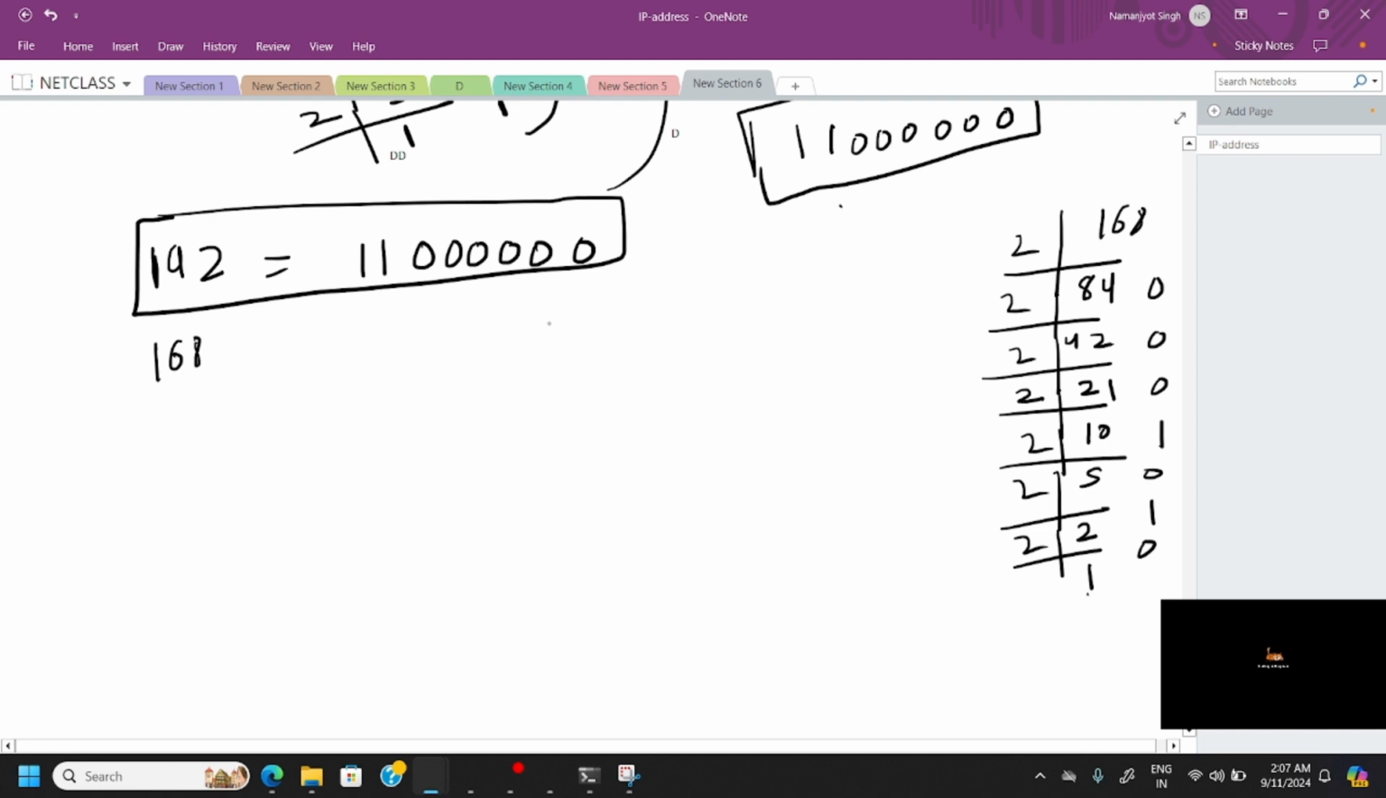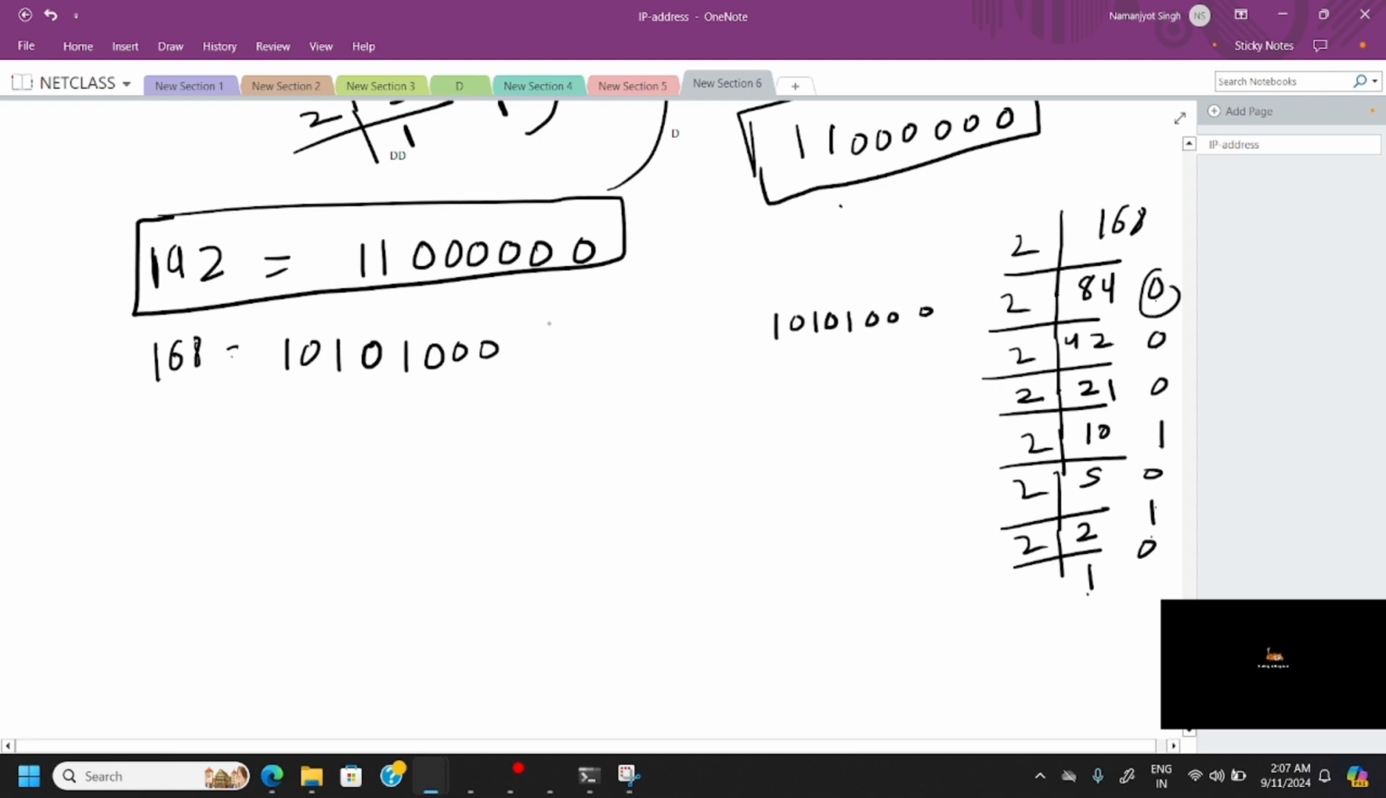So you represent it like this. This is the least significant bit. 1 2 3 4 5 6 7 8. You represent it like 10101000. Am I wrong? So let's take this 10101000.